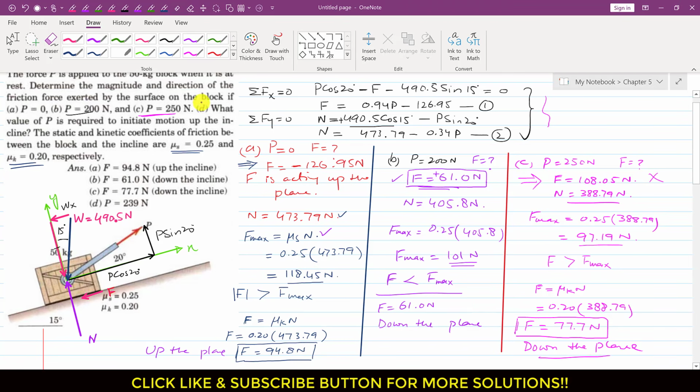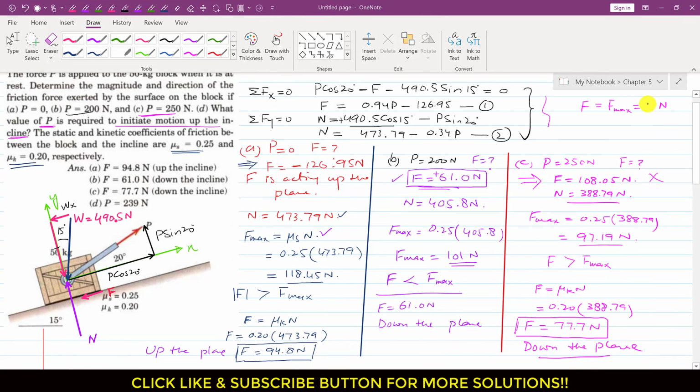Now in case D, it is said, what value of P is required to initiate motion up the incline? Now we have to find the P value. So this is very important. If the motion is just impending, at that particular instant, the friction value will be max. That will be the maximum value. And the maximum value is how much? So it is mu s n.